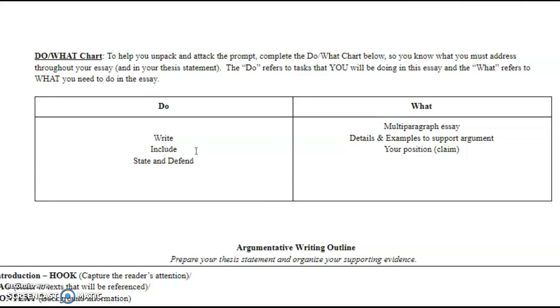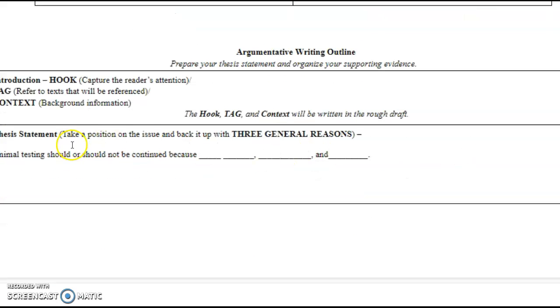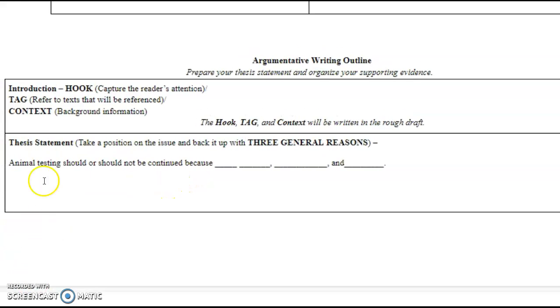We did a do-what chart together in class where I had you write a multi-paragraph essay, include details and examples to support your argument, and state and defend your position or your claim. The hook, tag, and context you wrote in your rough draft. And then, in your thesis statement, I even gave you guys a sentence frame. We did this in class. Animal testing should or should not be continued because 1, 2, and 3. What are those main reasons that you believe we should continue with animal testing and why we should not? I had you do this in class as an exit ticket because I needed to make sure you were at least writing your thesis statement.